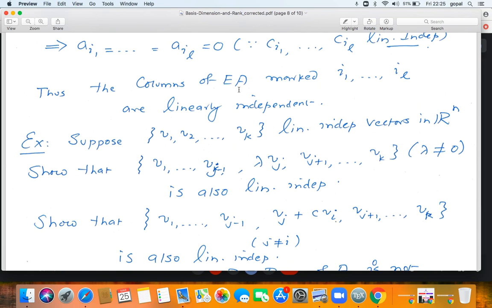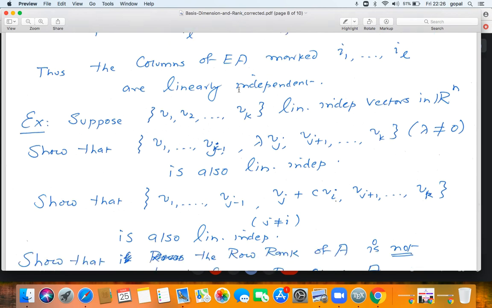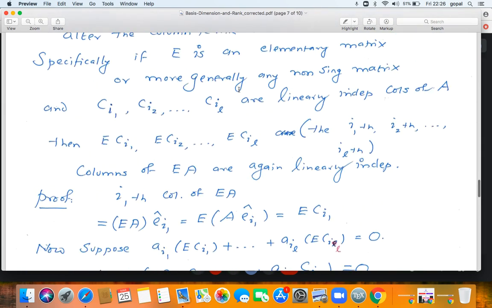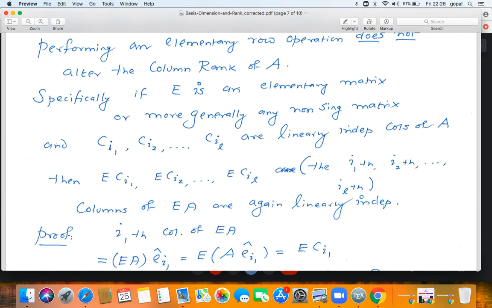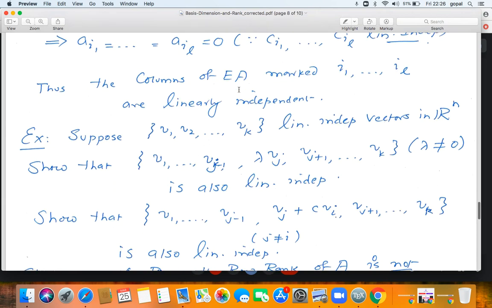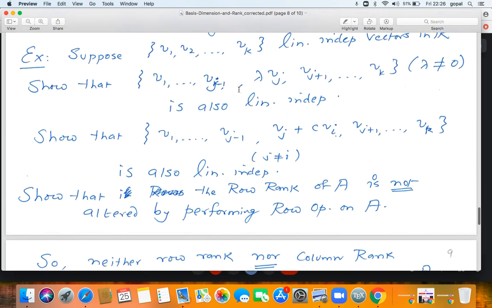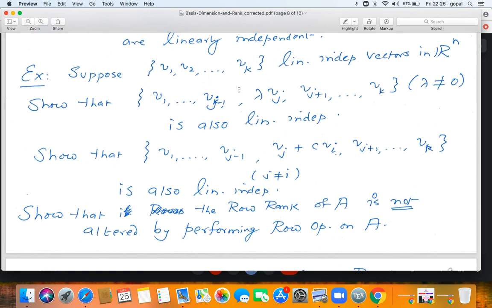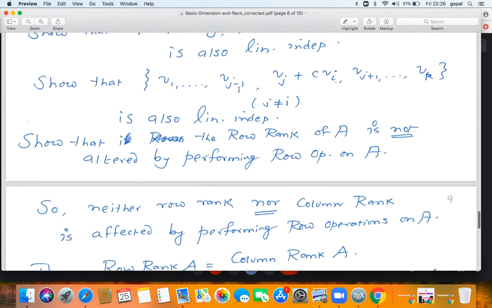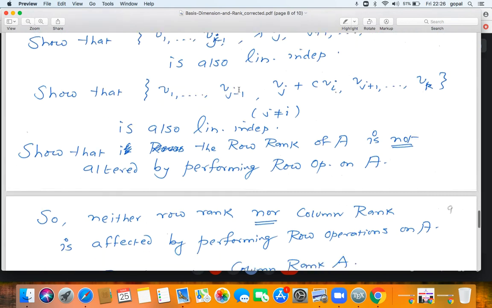Now, what does this tell you? Let us apply this simple idea to the rows of a matrix. If you have a bunch of rows of a matrix, say R1, R2, Rk, and they are linearly independent, then performing elementary row operations will again keep them linearly independent. In other words, the row rank will not change when I perform elementary row operations. We have also seen that the column rank will not change when I make an elementary row operation. So when I make elementary row operations, neither the row rank nor the column rank changes. So now I want to understand the relationship between the row rank and the column rank. A remarkable theorem.